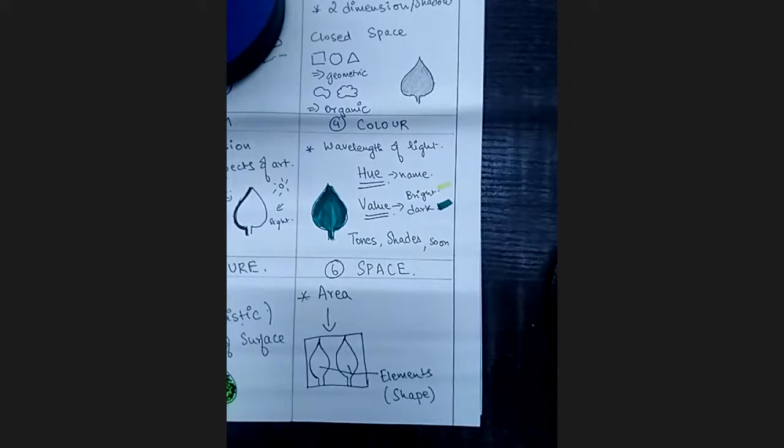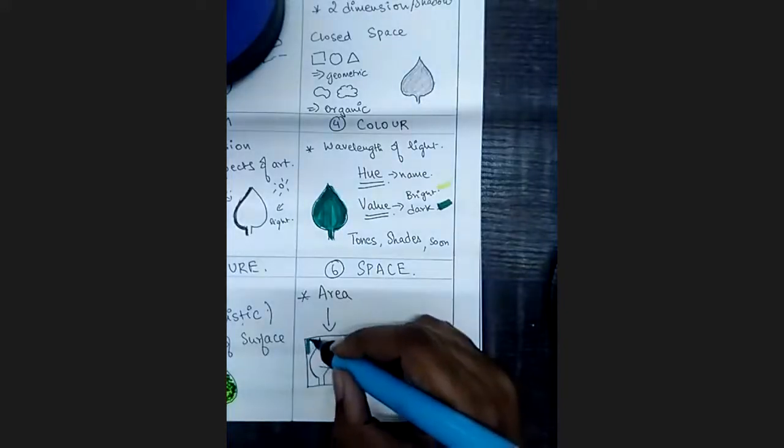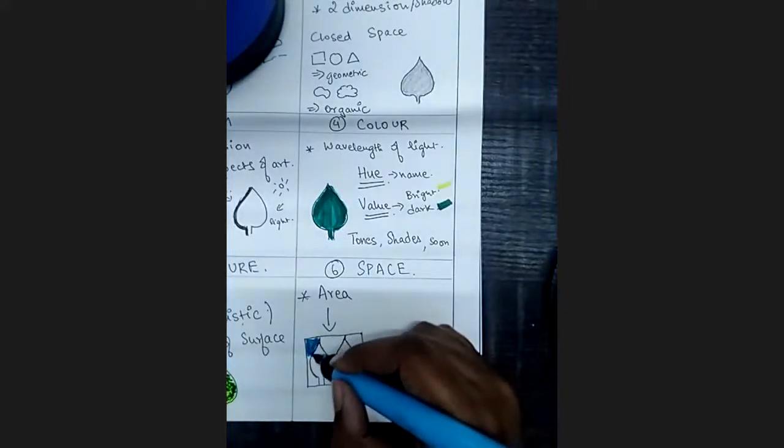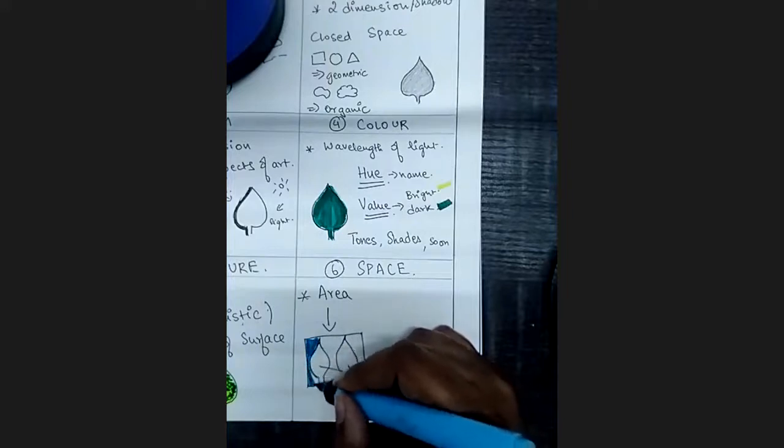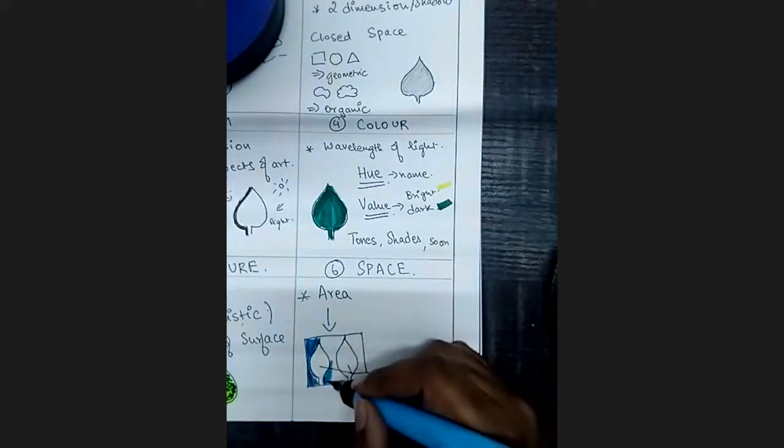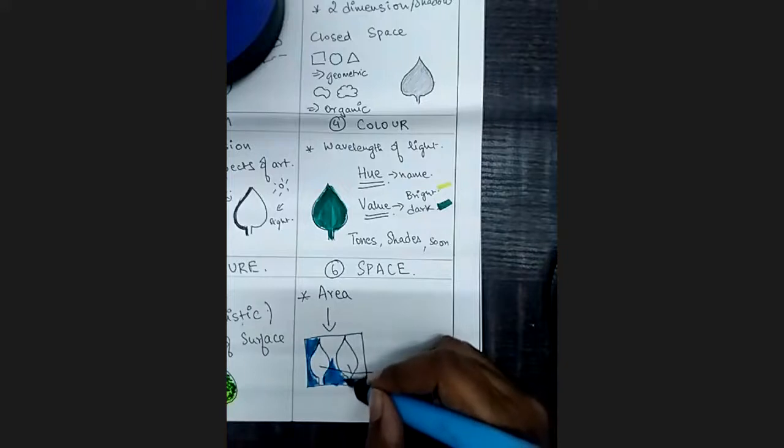Okay, but what about the space that is there which doesn't have any element? All that I'm doing in blue is the space which does not have any element in it.